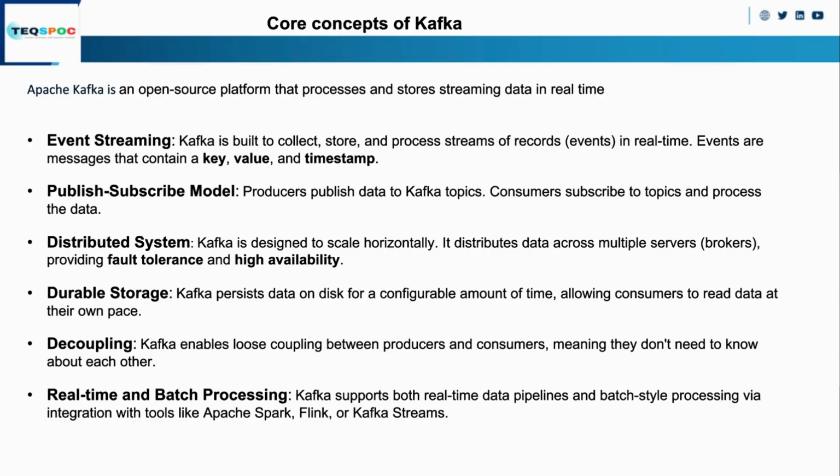So the first core concept in Apache Kafka is event streaming. Kafka is built to collect, store, and process streams of records in real time. Real time means it's continuous data. The data will be flowing in 24/7, with no interruption whatsoever. Events are messages that contain a key, a value, and a timestamp.